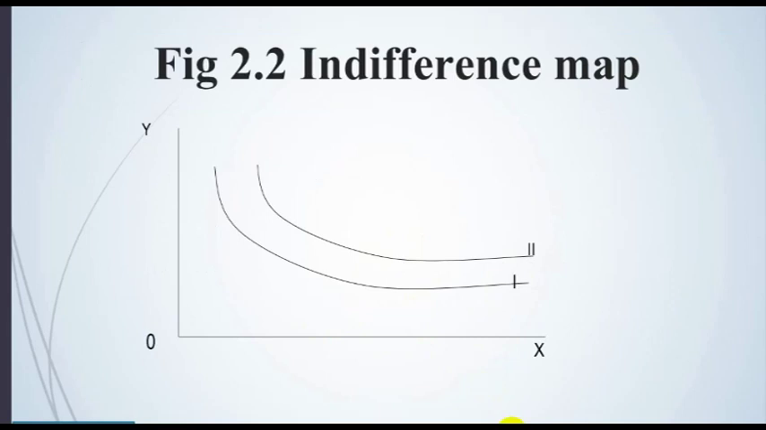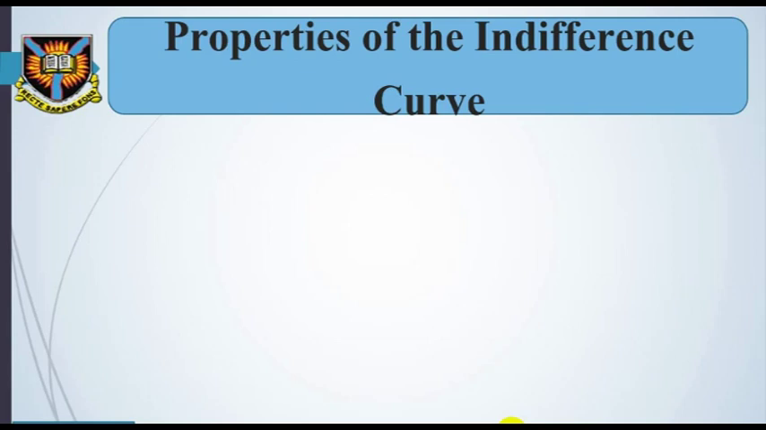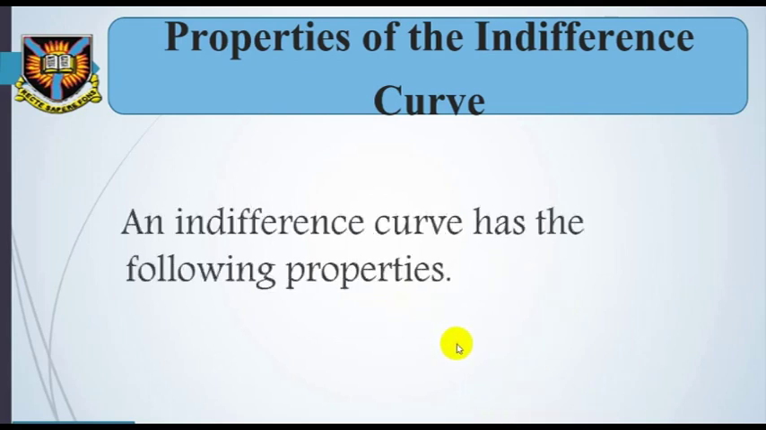X and Y axis, zero origin, curve 1 and curve 2. Properties of the indifference curve. An indifference curve has the following properties.